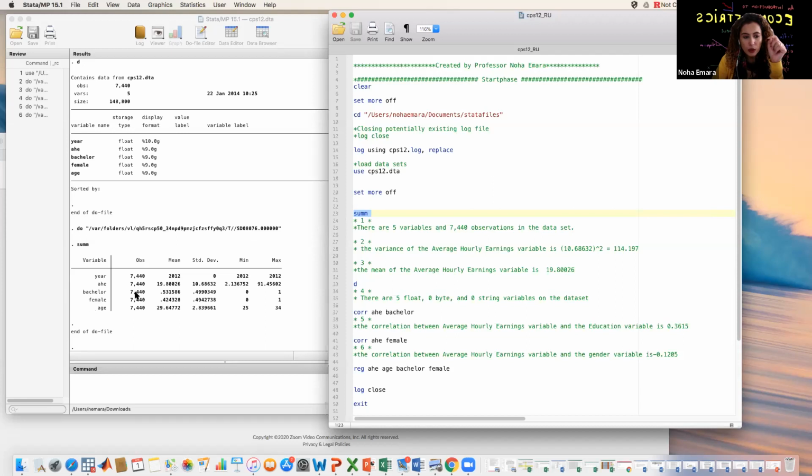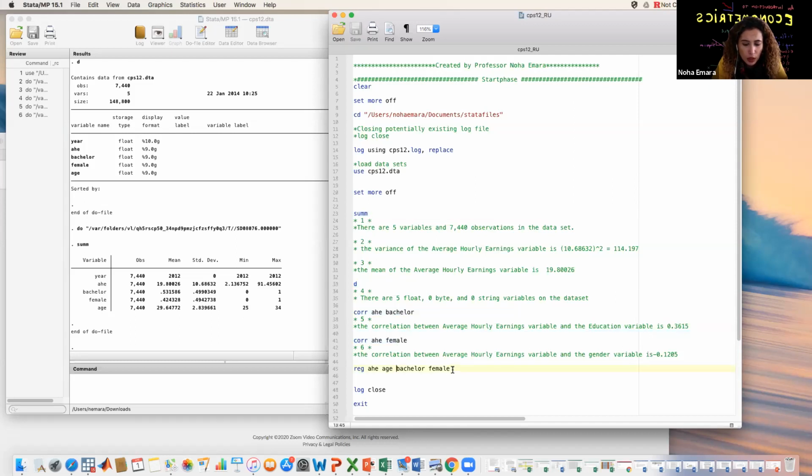Okay, so we have 7,440 observations. The average hourly earning is a continuous variable, per hour, and it starts from around 2.14 to approximately 91.5. Then we have 2 dummy variables, and then we have the age. The lowest one is 25, and the highest is 34. So anything that you see here is already something that you know up to here.